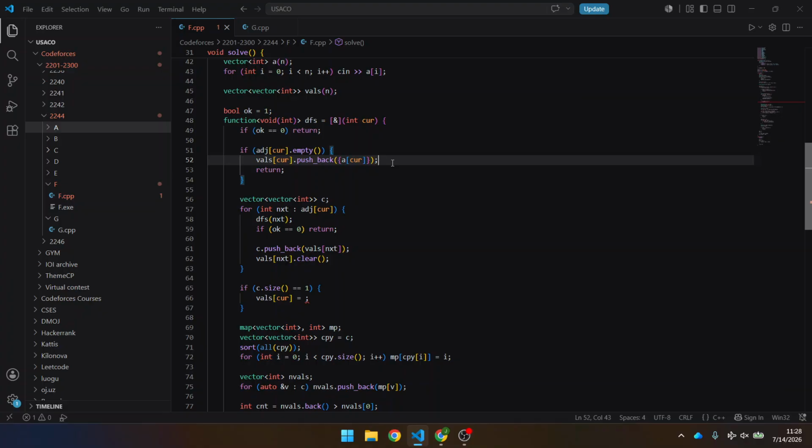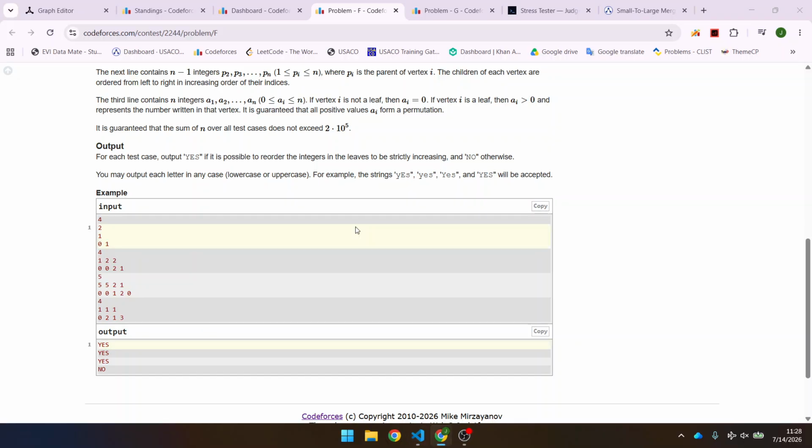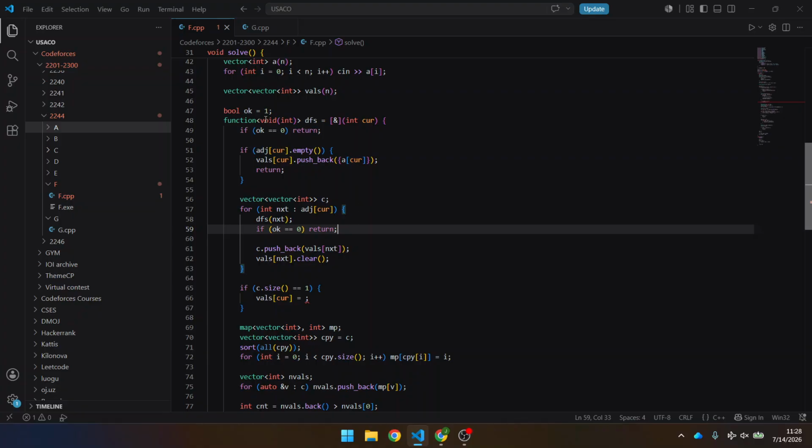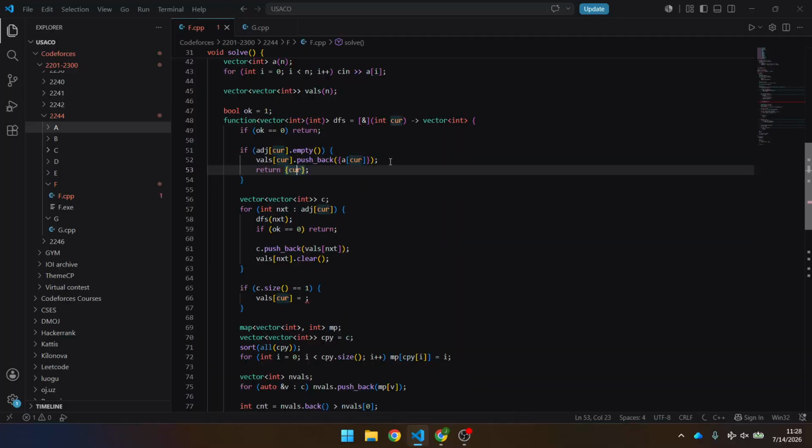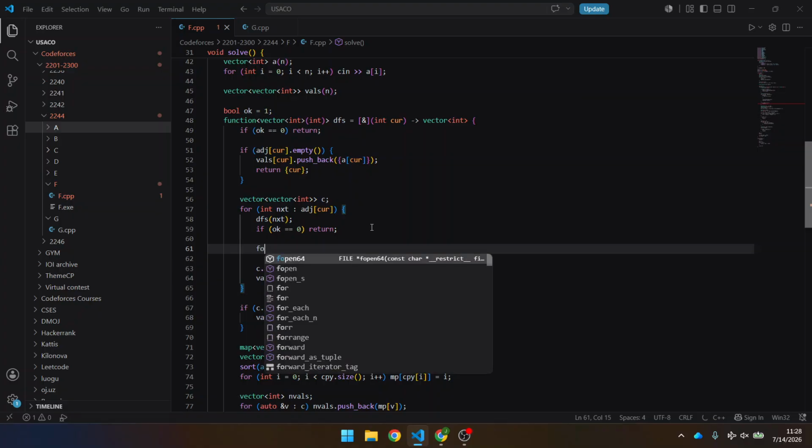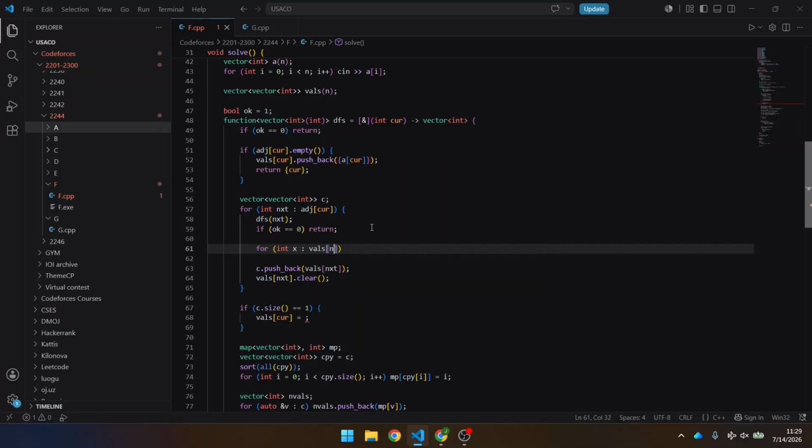Pushback balance next. C dot pushback values.